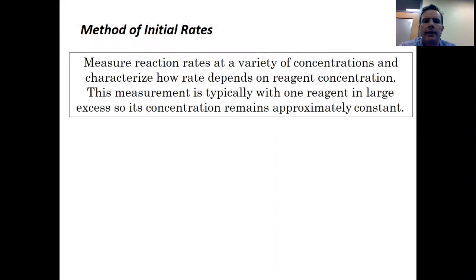And here's the basic idea. What you do is measure the reaction rate at a variety of reagent concentrations, and you figure out how the reaction rate changes with concentration. When you do it, you typically do it with one reagent in large excess so that its concentration is effectively constant and doesn't change anything.